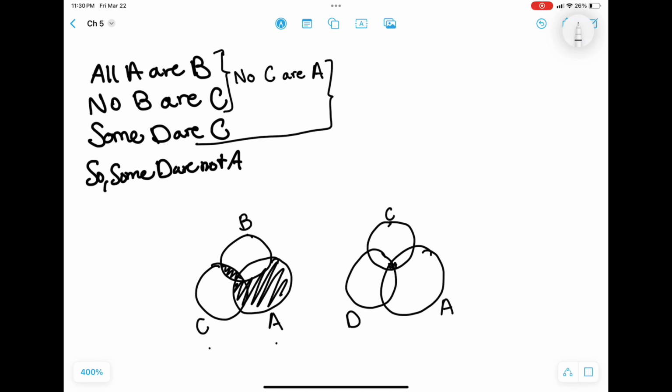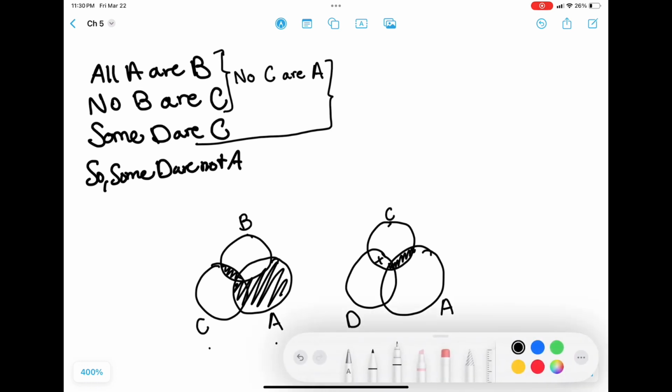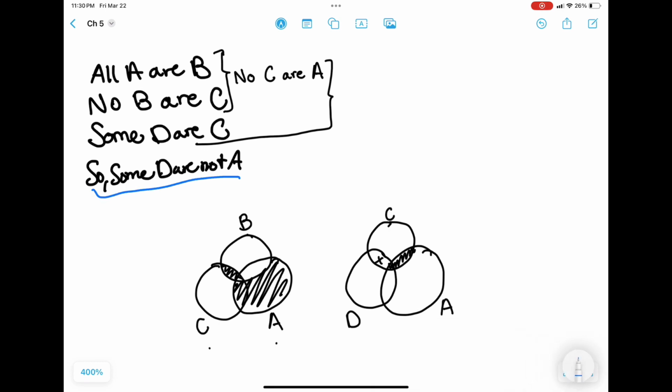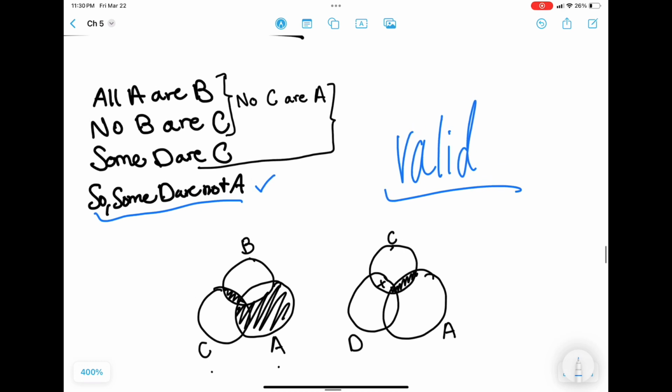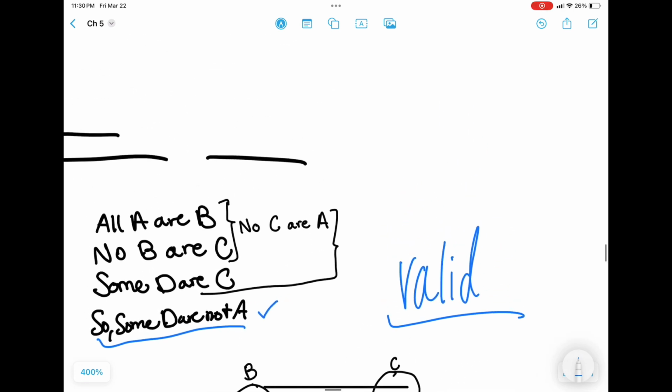So no C are A means we're going to fill in the overlap between C and A because there's no C that's an A. Some D are C means there is something that's a D and a C, so we're going to put an existential mark in that D and C overlap here. And then the conclusion here, some D are not A. Does that follow? Well, yes, we can see that from this Venn diagram because the D that's a C has to not be an A since no C are A. So this Sorites is valid, which we can tell by looking at the composing syllogisms of the Sorites.